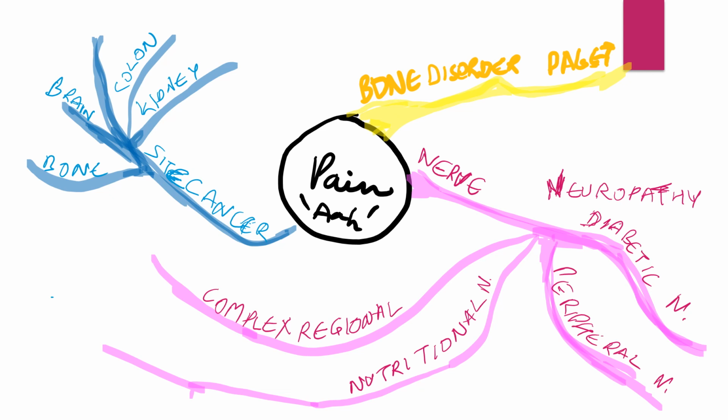Lastly, whatever we saw in this: pain due to bone disorders like Paget's. Then in nerve pain, we saw diabetic neuropathy, peripheral neuropathy, you can see in pink, nutritional neuropathy and complex regional pain, and pain due to cancer like bone, brain, colon, and kidney.